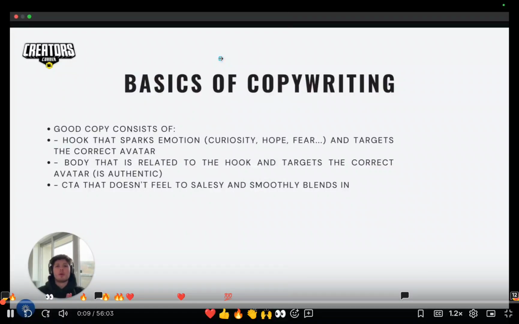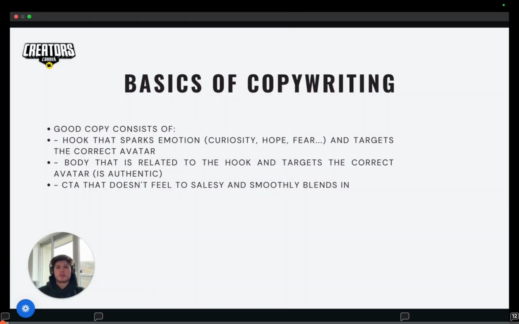basics of copywriting. Whether you're going to be a slideshow creator or an AI creator, these basics of copywriting apply to all of these. So yeah, let's get straight into it. First of all, you need a hook that sparks some emotion, whether it's curiosity, hope, or fear, and targets the correct avatar. What is avatar?